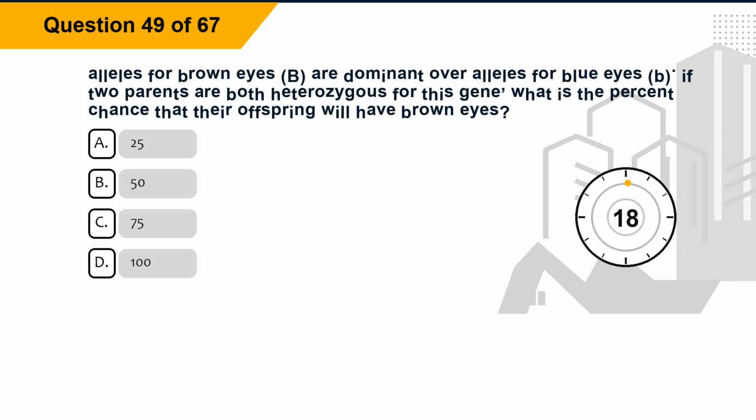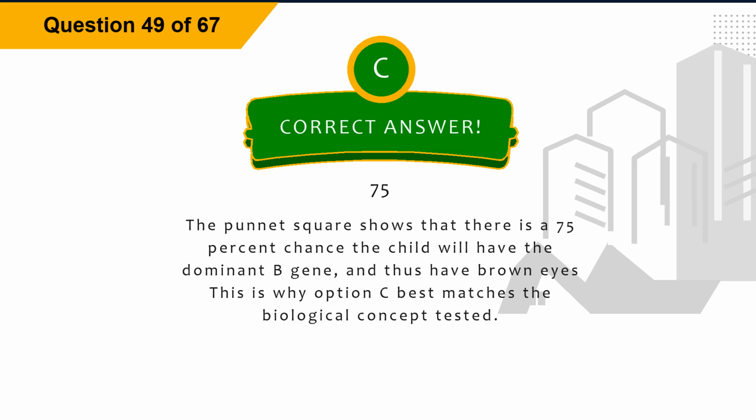Question 49. Alleles for brown eyes, B, are dominant over alleles for blue eyes, b. If two parents are both heterozygous for this gene, what is the percent chance that their offspring will have brown eyes? Option A, 25. Option B, 50. Option C, 75. Option D, 100. The correct answer is option C, 75. Explanation.